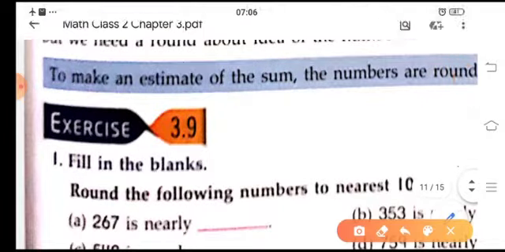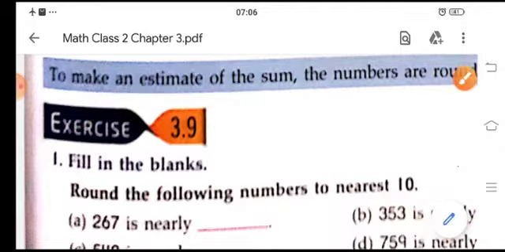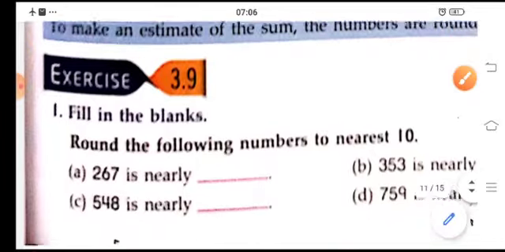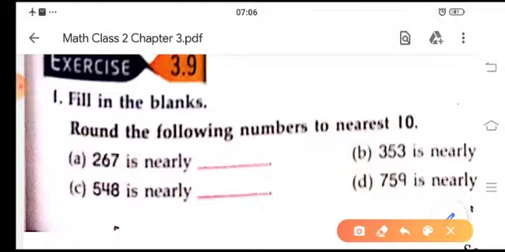Let's move on to exercise 3.9, children. Round the following numbers to the nearest 10. In your previous class, you learned how to round off numbers to the nearest 10 and to the nearest 100. Here we are going to round off the numbers to the nearest 10. That means what do we have to do? 267 is nearly equal to... you know how to write it, children.